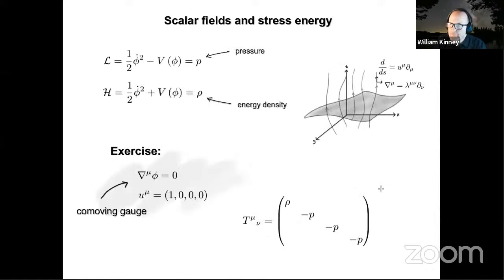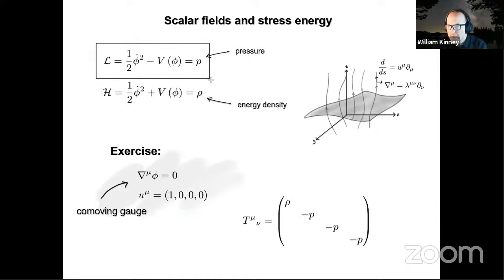So let's make this quantitative. We can write down a stress energy for a scalar field by foliating the space-time along fluid flow lines. So we're going to take our time-like direction to be along the world lines of the fluid elements. And we're going to take our space-like hypersurfaces to be orthogonal to those flow lines. So then we introduced before these notions of projection operators. A time-like projection operator along the fluid 4-velocity, and a space-like projection operator orthogonal to that fluid 4-velocity.